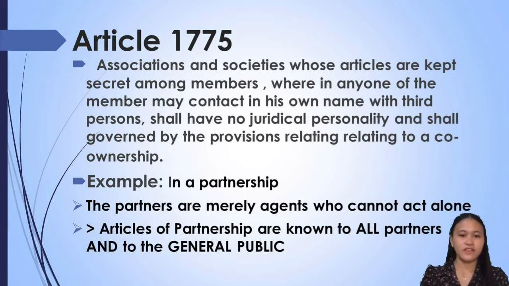Article 1775. Associations and societies whose articles are kept secret among members, wherein any one of the members may contract in his own name with third persons, shall have no juridical personality and shall be governed by the provisions relating to co-ownership. Example: in a partnership, the partners are merely agents who cannot act alone. Articles of partnership are known to all partners and to the general public.